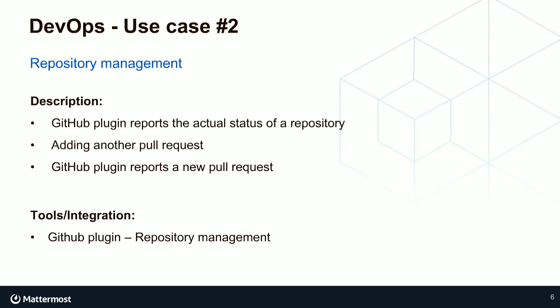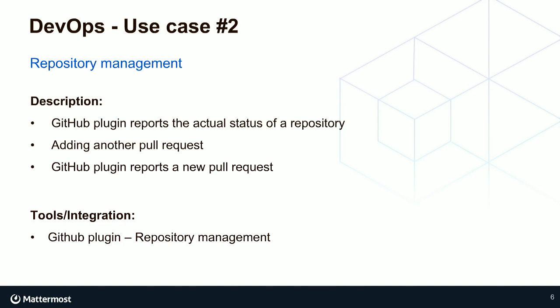So in this case, we go through the Git repository management. We use the GitHub plugin, and we check it out. So it gives us an actual status of the repository that's linked to it. In this case, it's mine, and it's a small script I wrote.